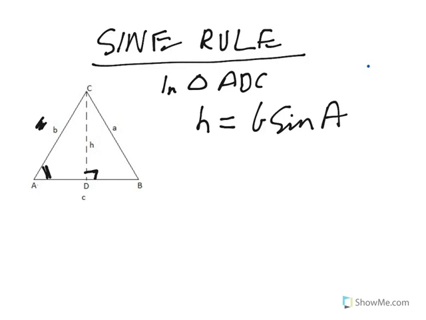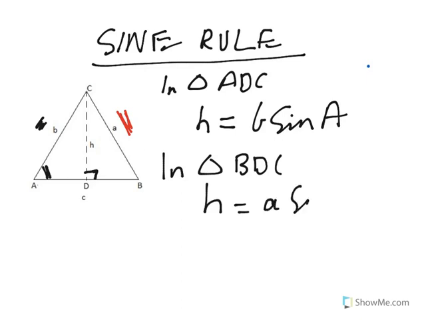Alright, so that's triangle ADC, but we can do a similar thing for triangle BDC. And in triangle BDC, the height of that opposite side would be the hypotenuse, which in this case is a, times sine of that opposite angle to h, which in this case is B.